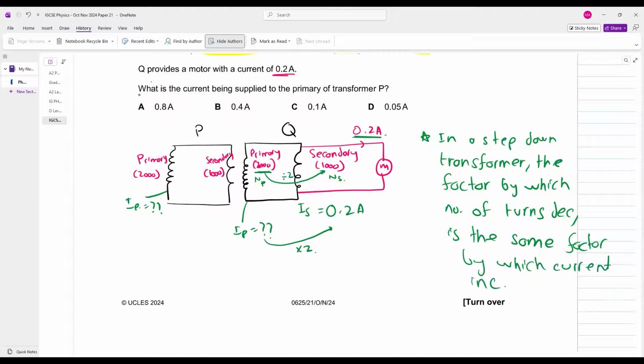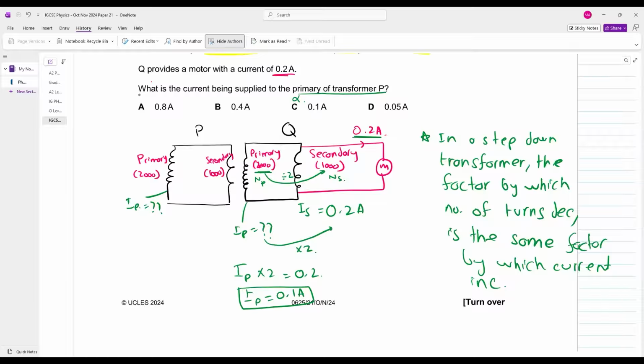बेटा स्टेप डाउन ट्रांसफार्मर में क्या आप देख सकते हो आपकी नंबर ऑफ टर्न्स डिवाइडेड बाय 2 हो गई हैं. तो स्टेप डाउन ट्रांसफार्मर में करंट क्या हुआ होगा? मल्टीप्लाई बाय 2. What quantity will I multiply by 2 to get 0.2 ampere? बेटा क्या चीज प्राइमरी करंट को मल्टीप्लाई बाय 2 करने से 0.2 एम्पेयर आ रहा है? व्हाट विल बी योर प्राइमरी करंट? 0.1 एम्पेयर. But please don't be excited and take C as your option because this is not what you have to calculate. You have to calculate the current in the primary coil of transformer P.